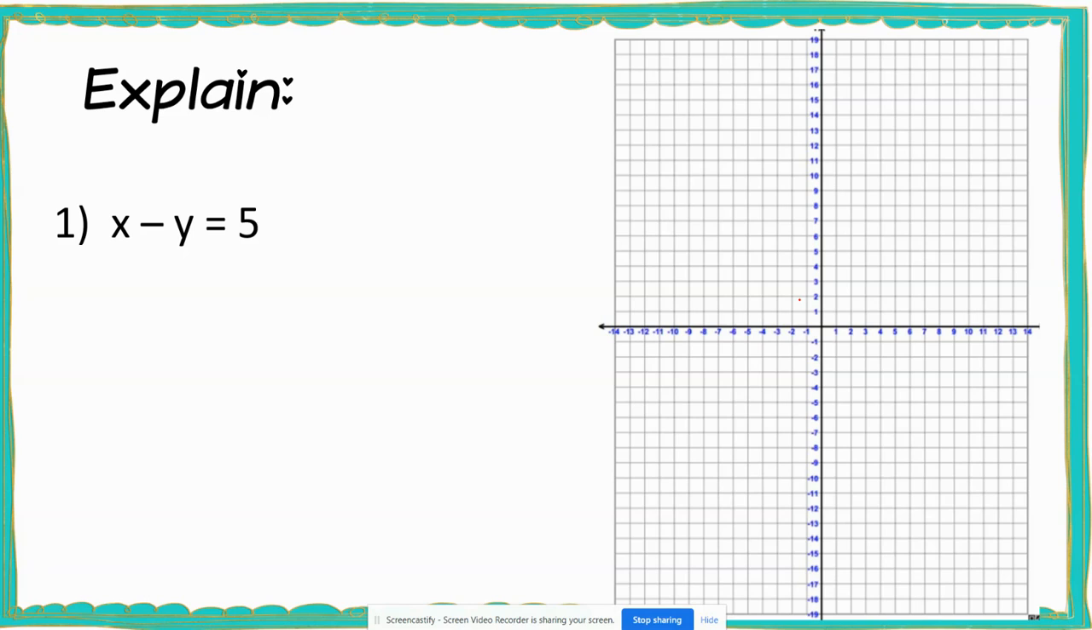Let's look at our first example. This says x minus y equals 5. In order for me to be able to graph this, I need to have y by itself. But when I say that, I mean on the left side or the right side of the equal sign. Right now, I see that there is an x with y. So I need to get x onto the other side of the equation.